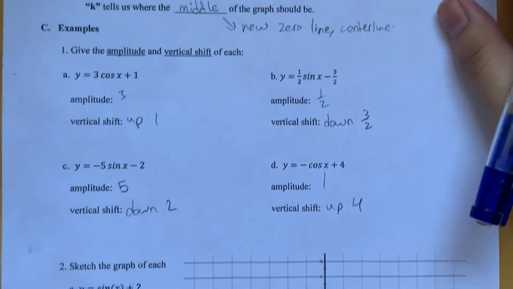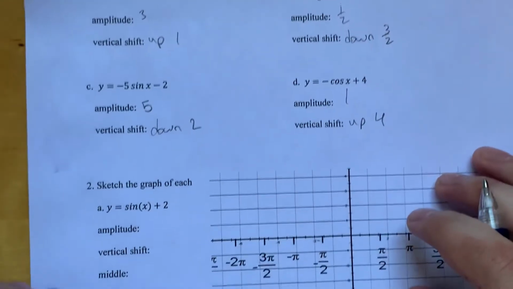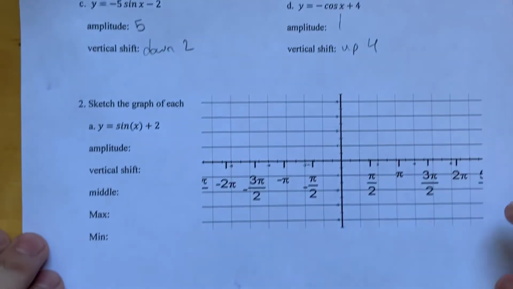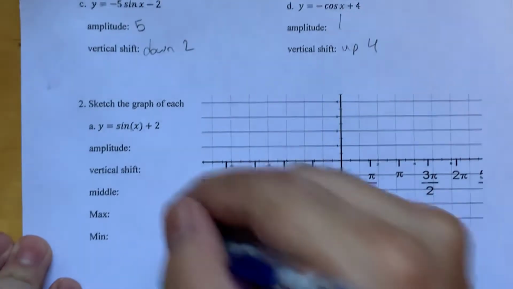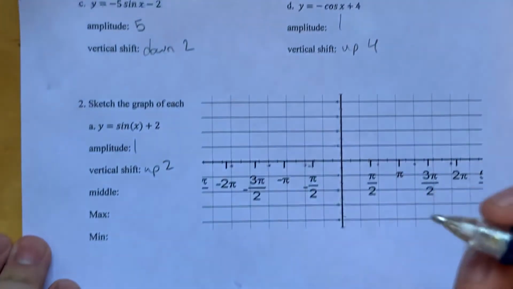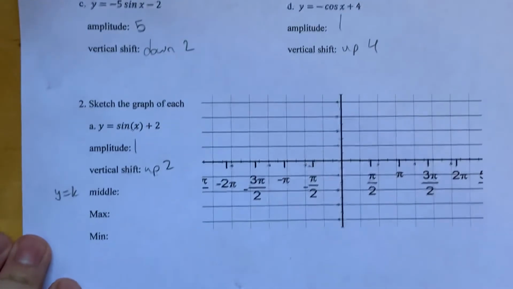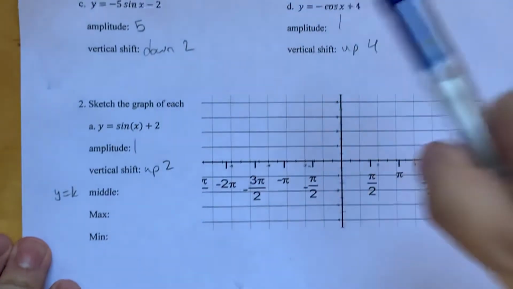Right. So let us graph the first one. First, let's answer the questions before we graph it. Amplitude 1. Vertical shift up 2. What is the middle? Middle is going to be y equals k, because k is going to give us our new middle or center line. Remember that.